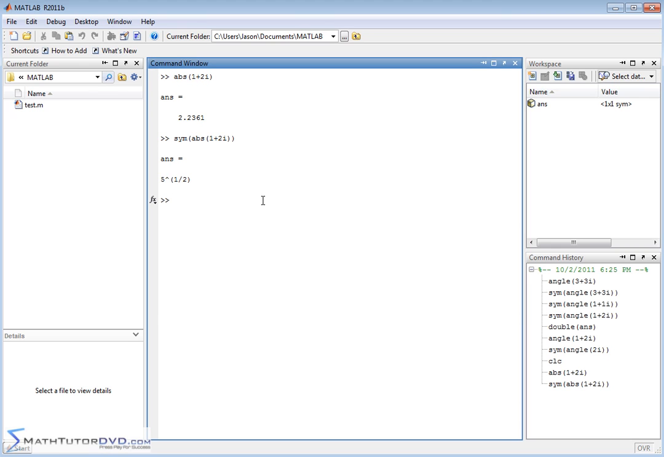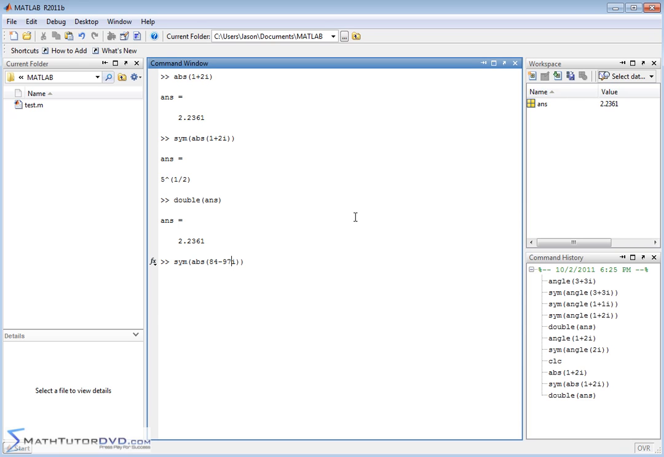Well, you could just convert that to a number by wrapping it in the double function, and then you get 2.2361. So it's kind of fun to go and play with the Symbolic Math Toolbox. I mean, you could type in 84 for the real part, and for the imaginary part, negative 97. Okay, so that's a large complex number.